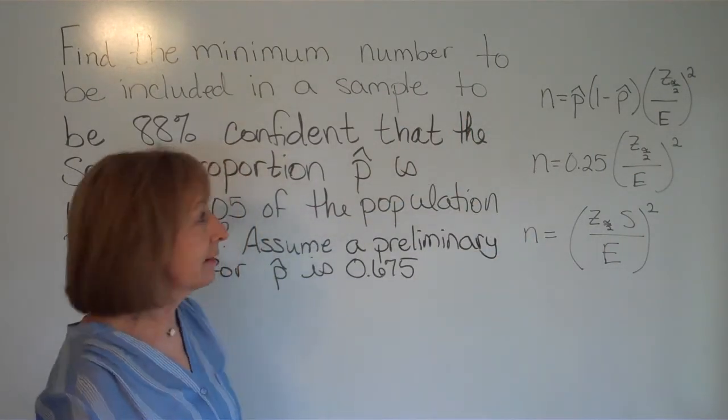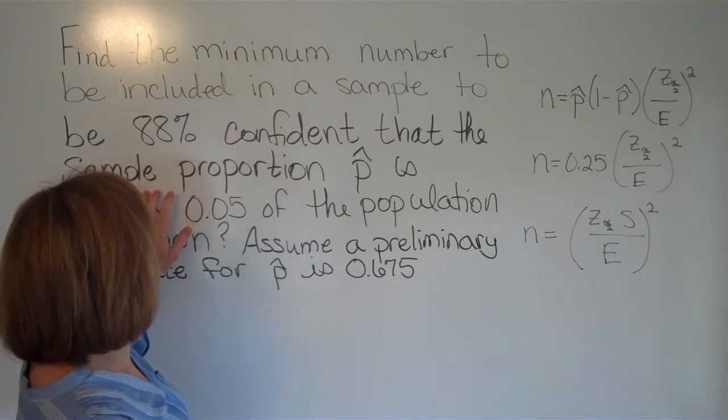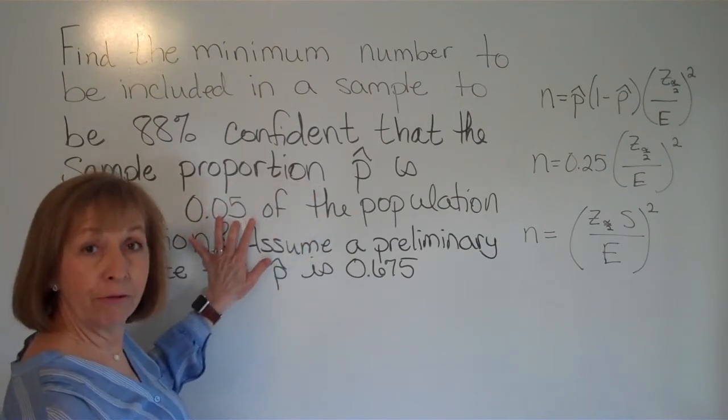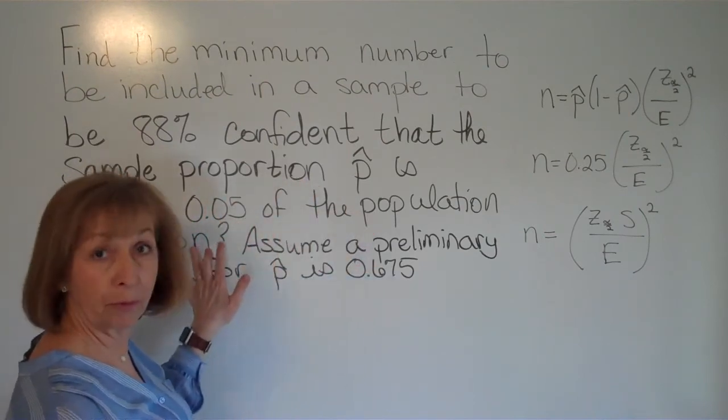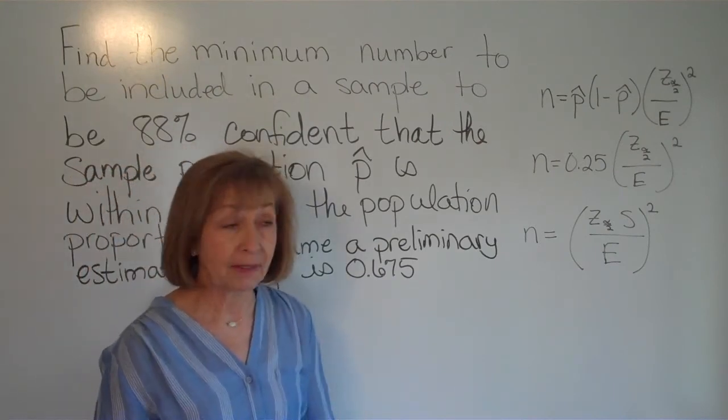The next thing it says, to be 88% confident that the sample proportion p-hat is within 0.05 of the population proportion. So now it's a sample size question of a proportion.